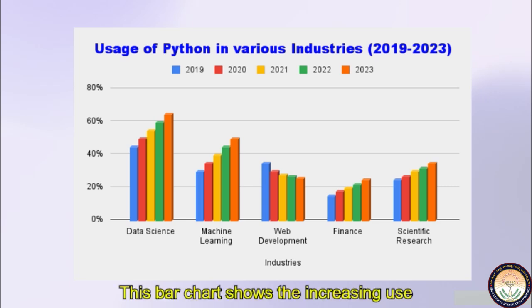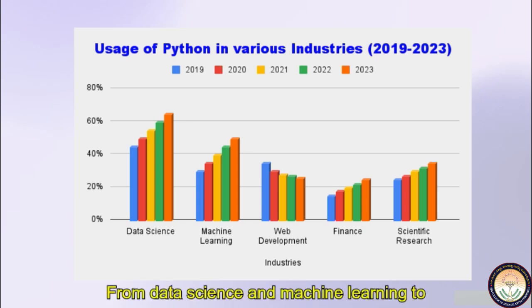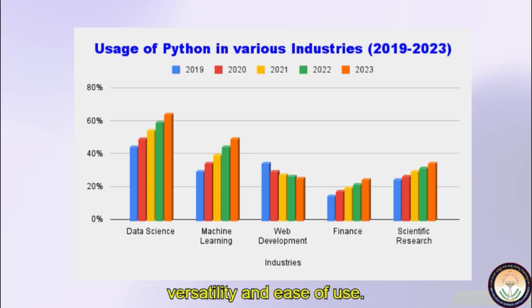This bar chart shows the increasing use of Python across various industries from 2019 to 2023. From data science and machine learning to web development and finance, Python's popularity continues to grow due to its versatility and ease of use.